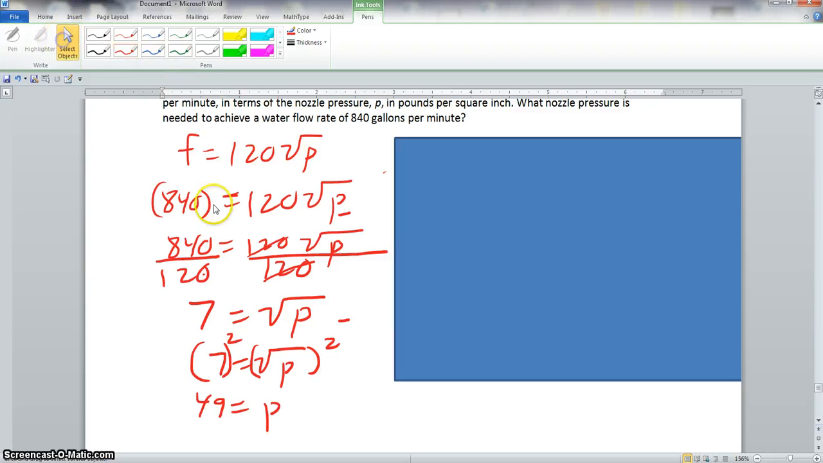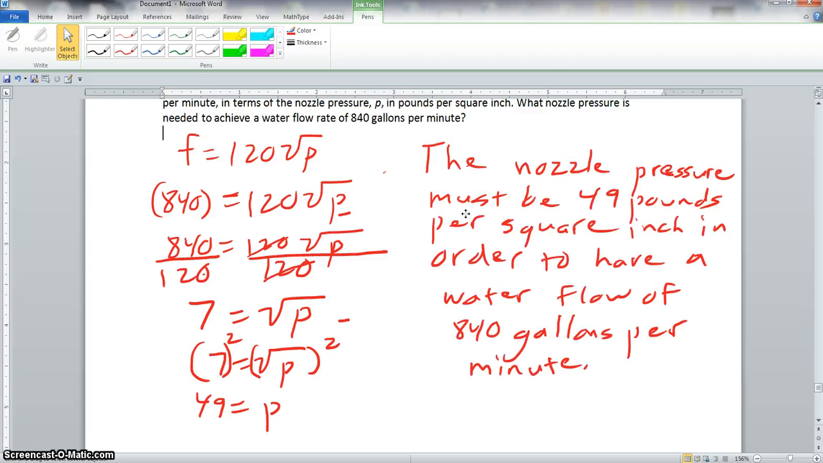Now what we have to do is write out the statement, which I put behind this blue box here. And here is the statement for the final answer. The nozzle pressure must be 49 pounds per square inch in order to have a water flow of 840 gallons per minute. And that is your final answer.